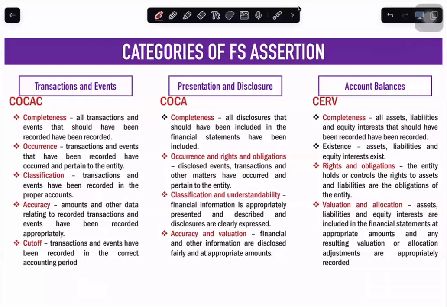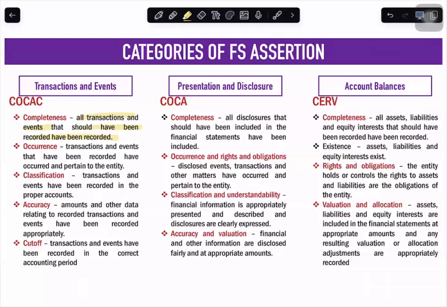And then we have your account balances, we have your completeness, existence, rights and obligations, valuation, and allocation. So first, we have your COCA. So under COCA, first, completeness. All transactions and events should have been recorded. So in short, what we need here is just whether all items are complete. All transactions and events are complete.